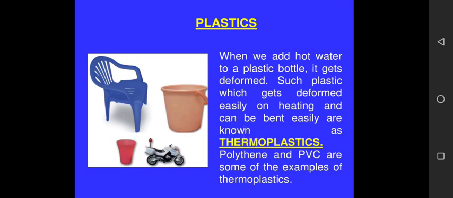Let's try to understand it with an example. When we add very hot water to a plastic bottle, what happens, students? It gets deformed, or its shape changes. But later on, as it cools down, it becomes firm again. So this is an example of thermoplastic. The two best examples of thermoplastic are polythene and PVC.